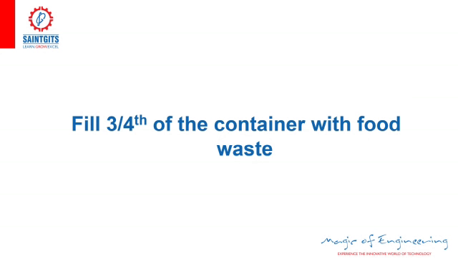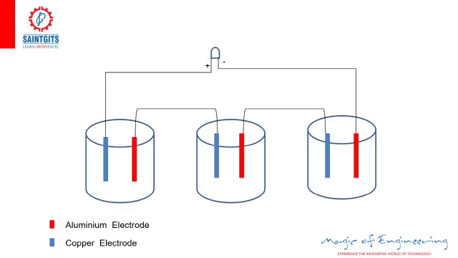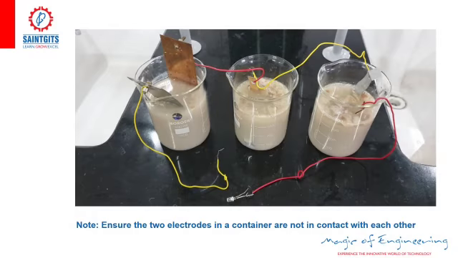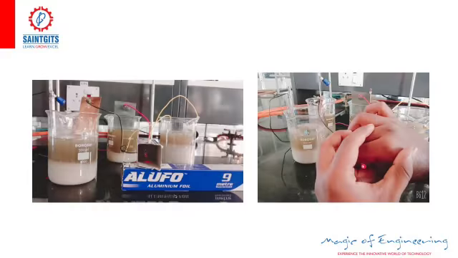Fill 3/4 of the container with food waste. Connect the electrodes using the wire as shown in the diagram and immerse the electrodes into the food waste. Care should be taken to prevent contact between the 2 electrodes in a container. Finally, connect the LED, and the microbial fuel cell is ready.